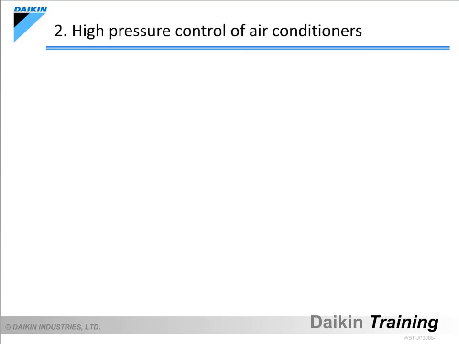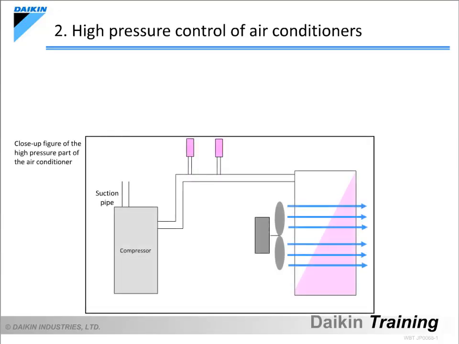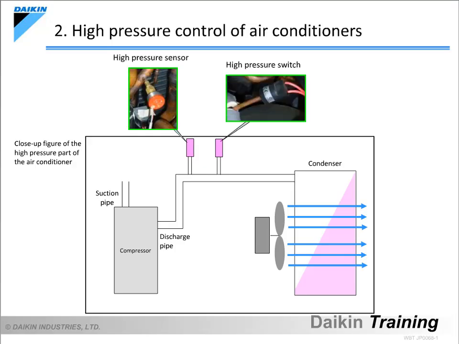When the E3 or JA code is displayed on the remote controller and the air conditioner stops, the cause is usually a problem on the high pressure side of the air conditioner's refrigerant circuit. So, we will first learn about high pressure control of an air conditioner. This is a close-up figure of the high pressure part of the air conditioner. The high pressure sensor and high pressure switch can be found between the compressor's discharge pipe and the condenser.